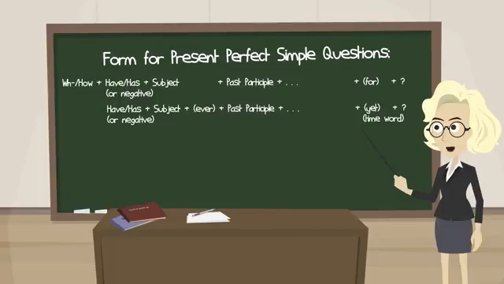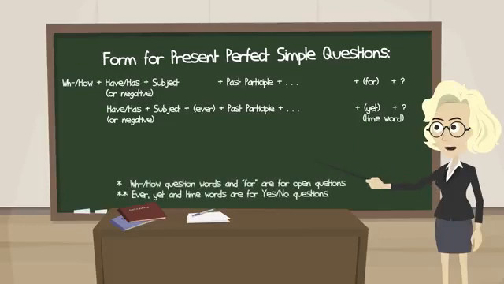Again, these are optional. Remember, WH and how question words and for are for open questions. Ever, yet, and time words are for yes/no questions. Let's have a look at some examples.